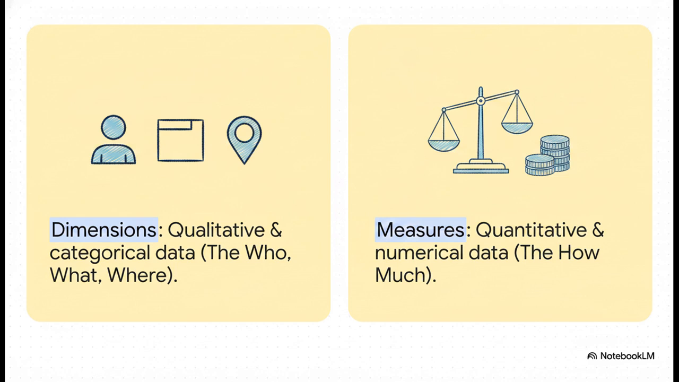Then on the other side, you have measures. These are your quantitative, numerical values, the how much. Things like sales revenue, profit, quantity. And when you drop a measure into your view, Tableau's default reflex is to aggregate it, like giving you a sum or an average. Knowing which bucket your data falls into is step one for sure.